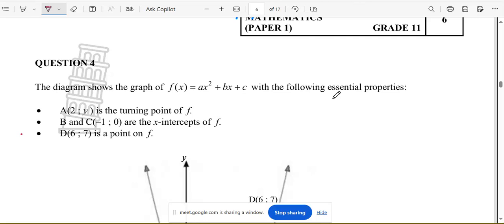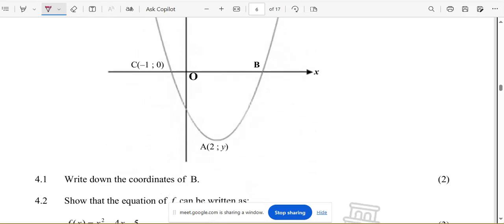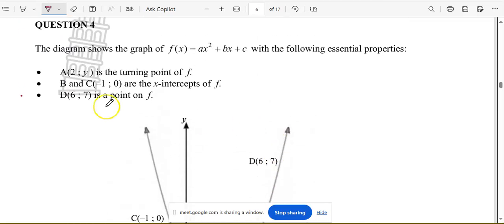I'm going to show this on the graph so that you guys can see. Let's go to the graph. Where is the point A? So this is our turning point, right? So this is point A, and this is your turning point, right? Then let's go back to the information.